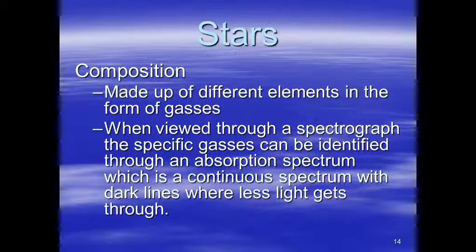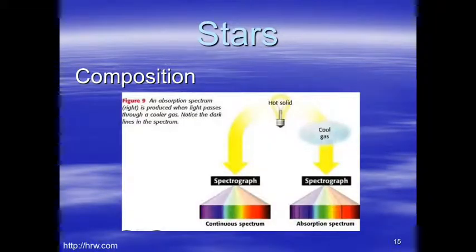Now, if you use a spectrograph, these gases can be identified. It's what we talked about yesterday when we talked about the absorption spectrum. How you get those funky little lines going up and down. So that's what a spectrograph or a spectroscope will show you. Which specific gases are being burned. It's going to look like this.